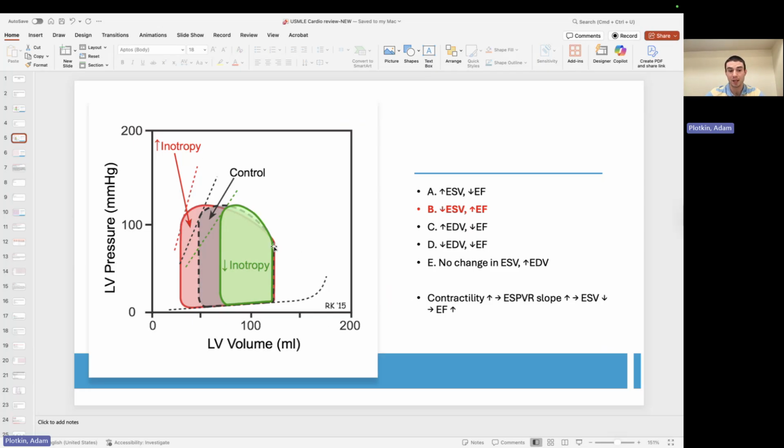When the inotropy goes up, you see the heart's able to contract harder. So the end systolic volume ends up being lower because we're able to fully get rid of all that blood in the left ventricle. So there's less blood at the end of systole left in the left ventricle. And the ejection fraction goes up, right? We're able to get out more blood at the end of the day. That would be your example of increased inotropy. All right. Let's keep it moving.